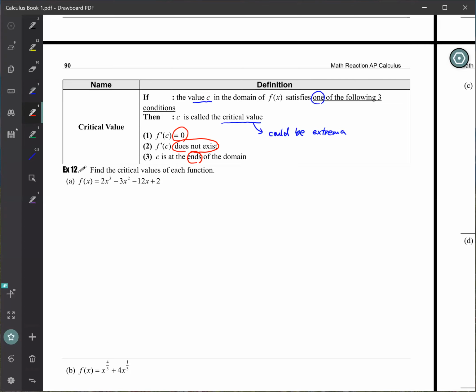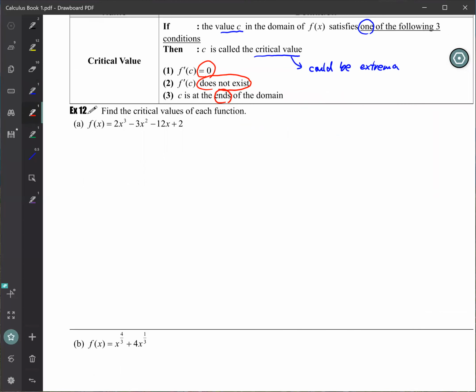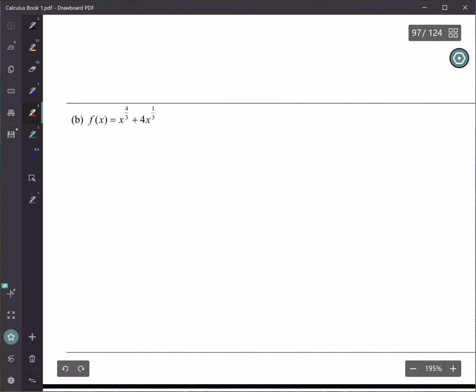All right, so here we're just going to practice how to find critical values for a couple questions. I think polynomial is too easy. Let's do question B, 12B. We'll find critical values for this one. All you need to do is prime it first, and then make it equal to 0 or undefined. I'll let you prime it first. Please raise your hand if you finish the derivative.